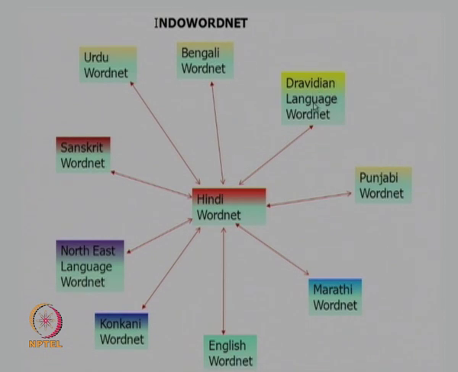Dravidian language Wordnets are being created in the southern part of the country. Punjabi Wordnet is being created in Patiala. Northeast languages Wordnets are being created in the northeastern part of the country. Konkani Wordnet is being built at Goa. So, these are Indian language Wordnets, all of them are linked and aligned with the Hindi Wordnet, and this gives rise to a massive Wordnet structure for Indian languages called the Indo Wordnet, and this will finally be linked with European Wordnet and fully with the Princeton Wordnet for English.